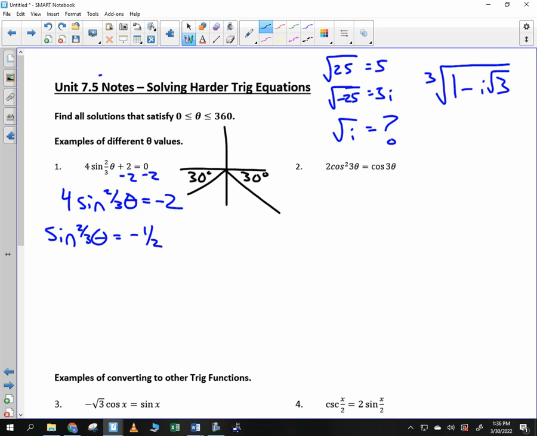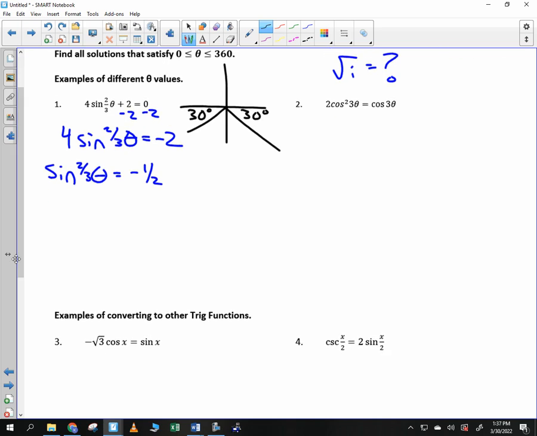So therefore, I have two angles I come up with. What are those two angles? 210, thank you, and 330. So instead of saying theta is equal to that, I say 2/3 theta is equal to that. Are you okay with that? Now I solve by multiplying both sides by 3/2.